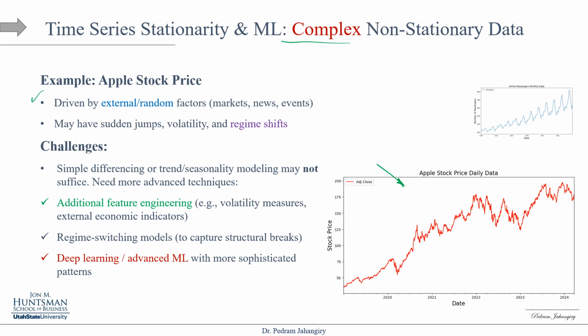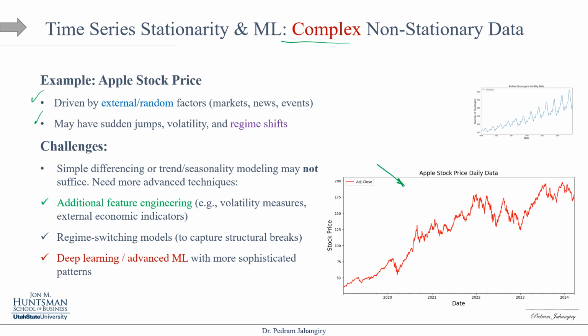And those time series may have sudden jumps, volatility, and even regime shifts, right? So for example, when a company is in its growth phase, the stock price might behave completely differently from when the company is in its maturity phase, right? So what are the challenges? The challenge is that a simple differencing or basic trend and seasonality modeling may not be enough, right? We need more advanced techniques.